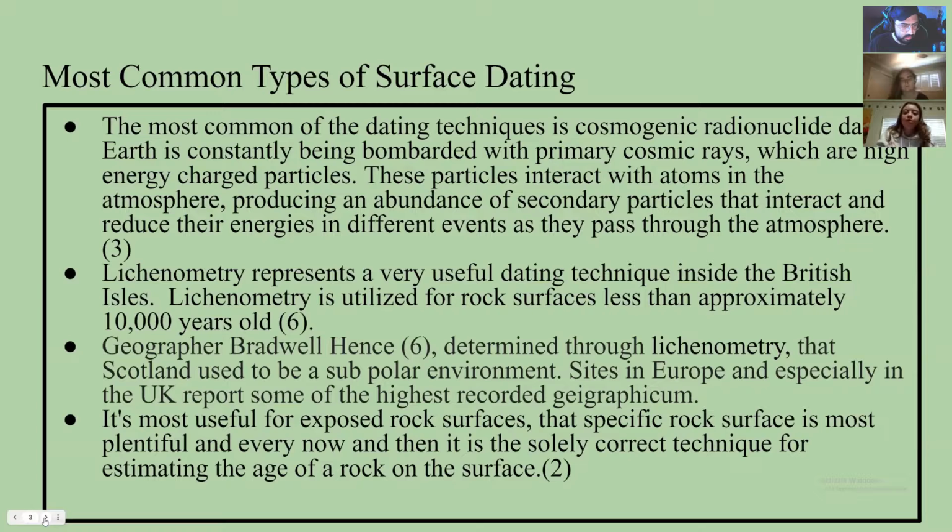Lichenometry represents a very useful dating technique in Europe and the British Isles, and it is utilized for rock surfaces less than approximately 10,000 years old. Lichenometry is most useful for rocks that have a specific rock surface that is plentiful, and every now and then is the solely correct technique for estimating the age of a rock.